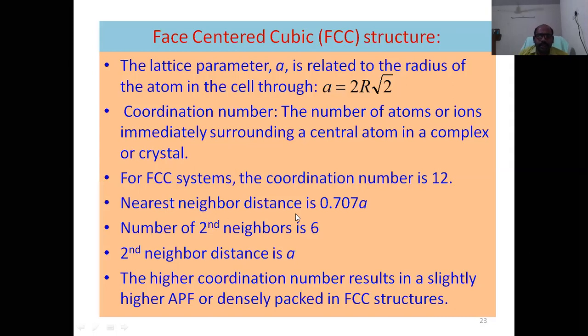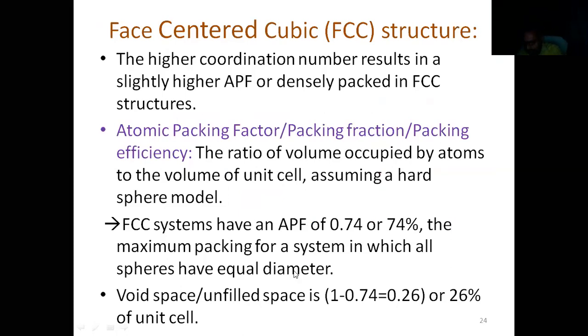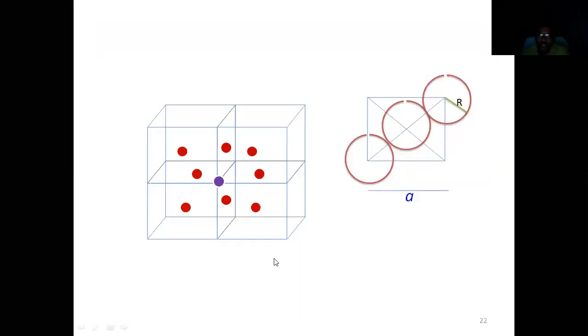The nearest neighbor distance, as I said just before, is 0.707a. The number of nearest neighbors gives us the coordination number, and the nearest neighbor distance is also important. That is root 2 by 2 a. Now the number of second nearest neighbors. So the first nearest is at 0.7a, then 1.4a, and then a.